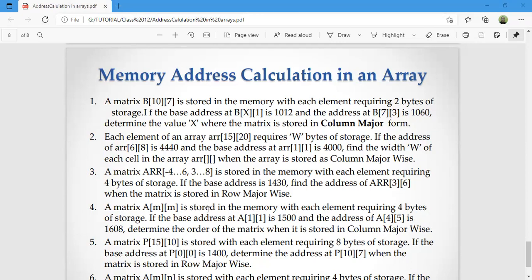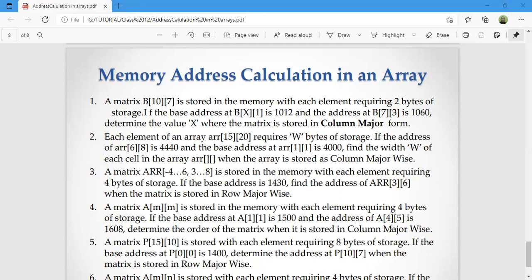So what is the size? That is the total number of rows, that is either M or N. Any one of the values you have to calculate because it is column major wise. So you will have to calculate the value of M, which is missing here. So find out the order of the matrix.